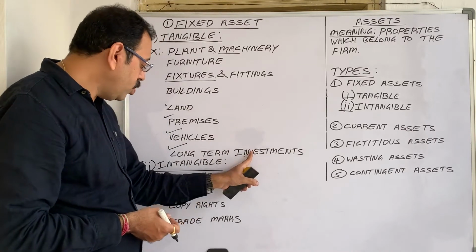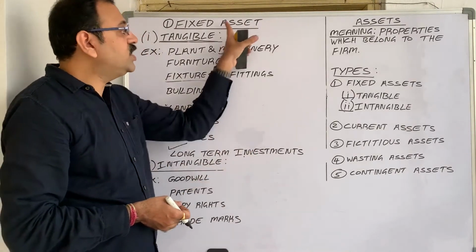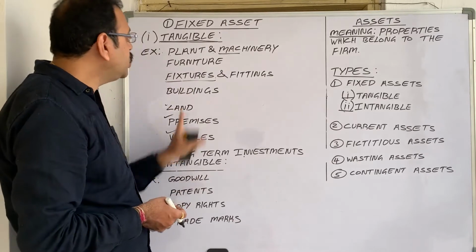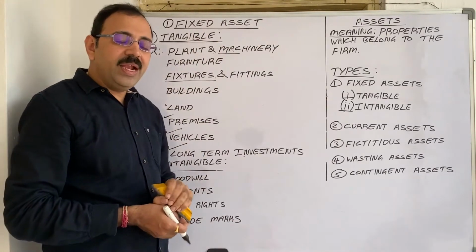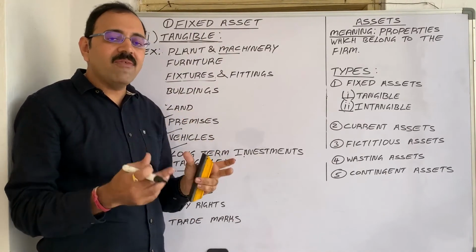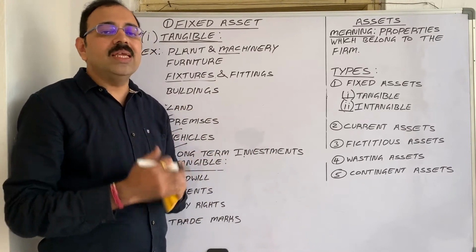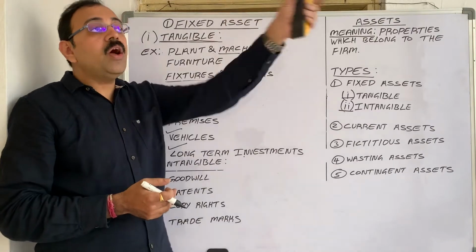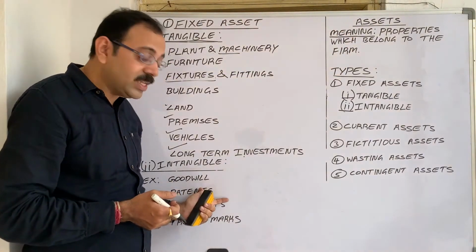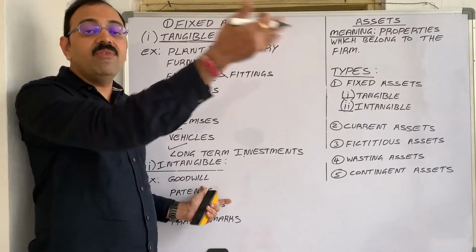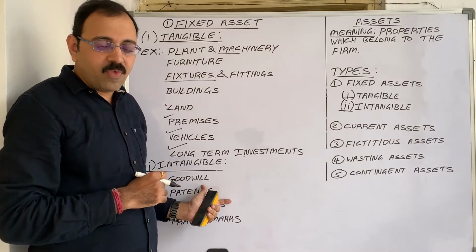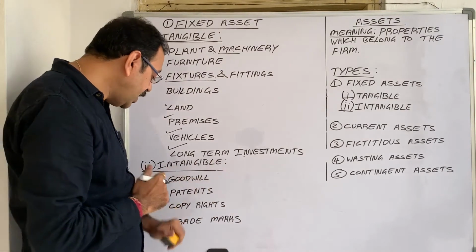Next we come to the second type of fixed asset, that is intangible fixed assets. Intangible fixed assets do not have any physical existence. We cannot touch them, we cannot see them, and creditors don't accept these assets as security while giving a loan to the firm. What are the examples of intangible assets?